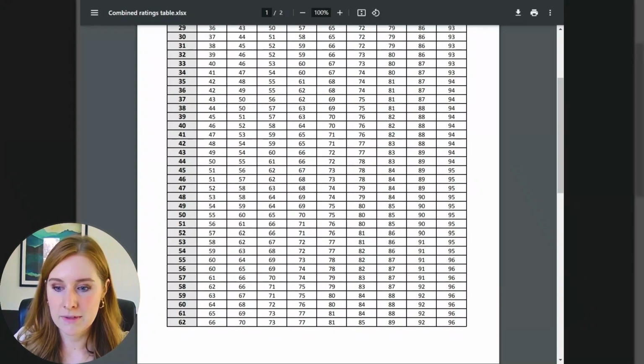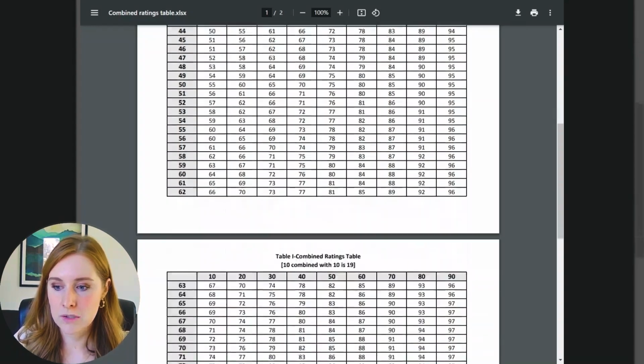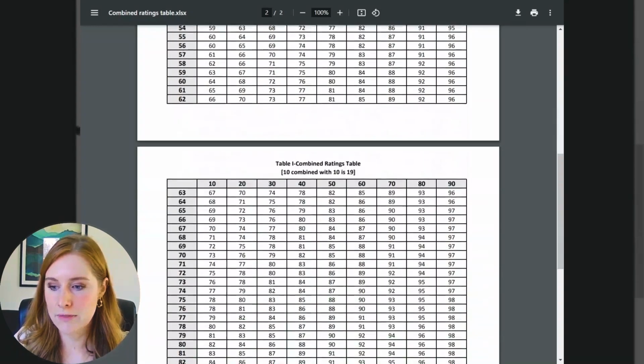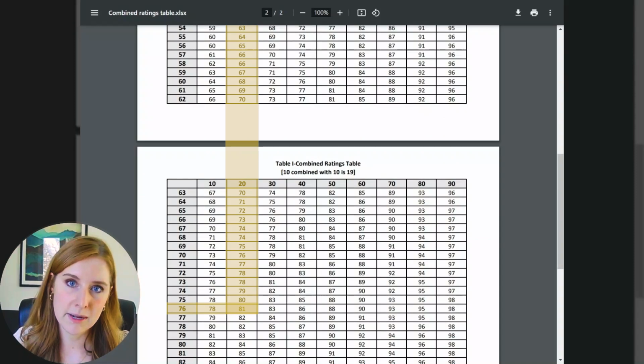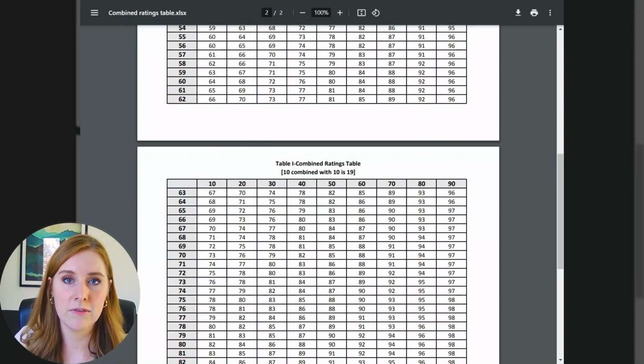So now we've got 76. We'll go down to 76 here on the left-hand side, and then we'll combine that with the lowest rating, which is our 20% rating, to get 81%. So in this circumstance, the 20% rating doesn't change the fact that the veteran would still have an 80% rating for VA purposes. Even though it's now 81%, 81 gets rounded down to 80%.